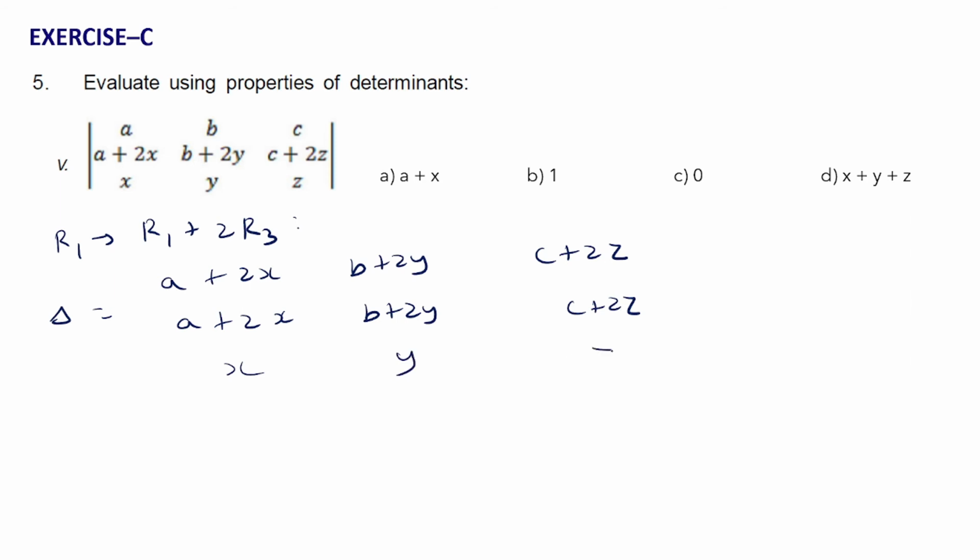So here we can see that R1 and R2, the first and second rows, are equal. So the value of this determinant is equal to 0. So the correct option is option C.